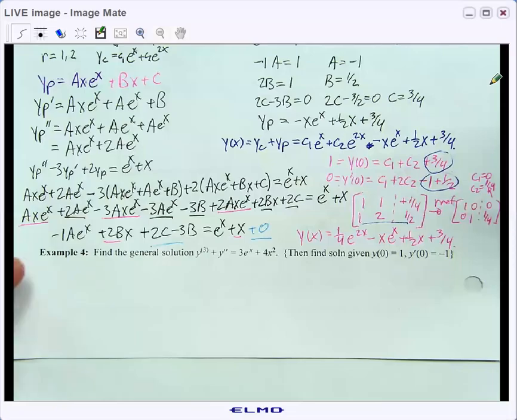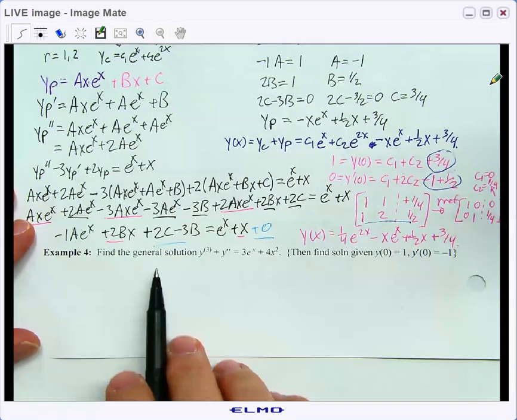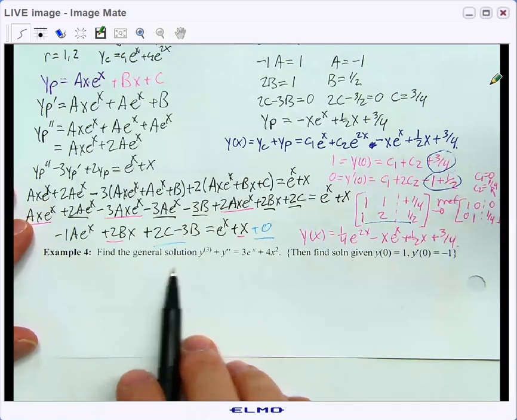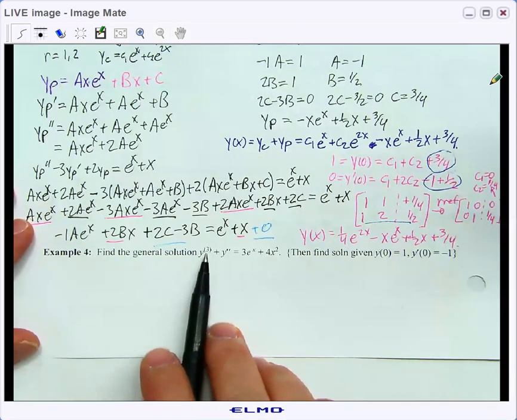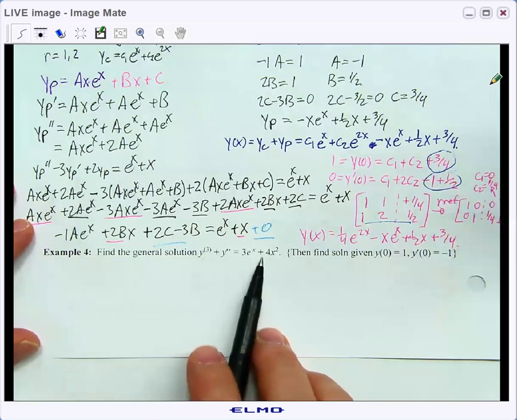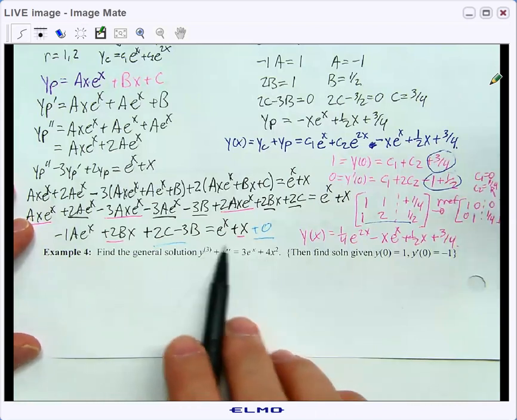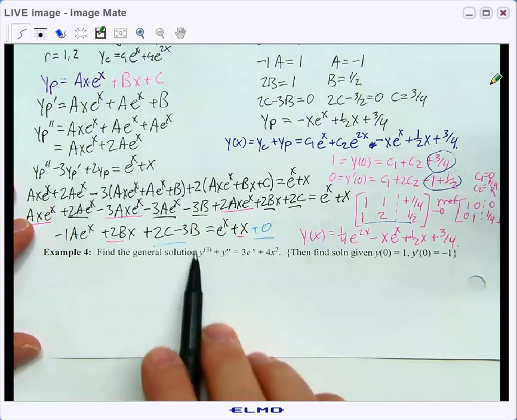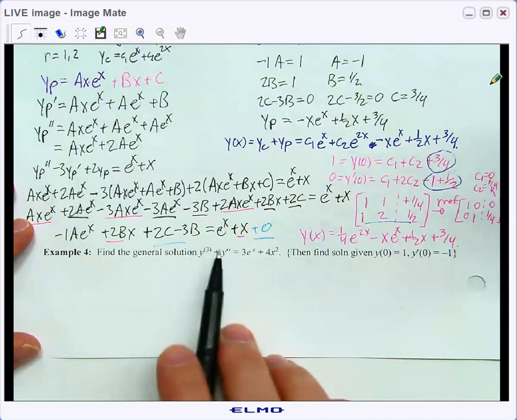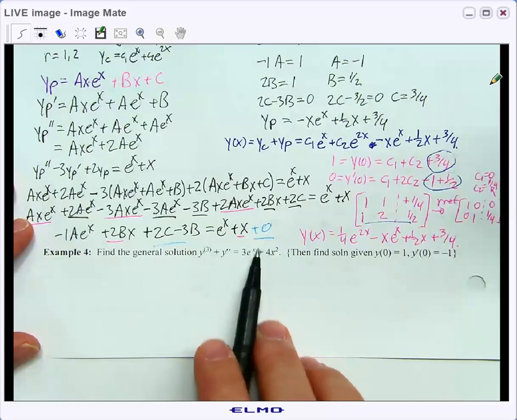And we're back to conclude section 5.5, our solving of non-homogeneous differential equations with the constant coefficient method. Let's look at example 4. Let's find the general solution for y''' + y'' = 3e^x + 4x². Once again, we notice we have a linear differential equation with constant coefficients, and it's non-homogeneous.